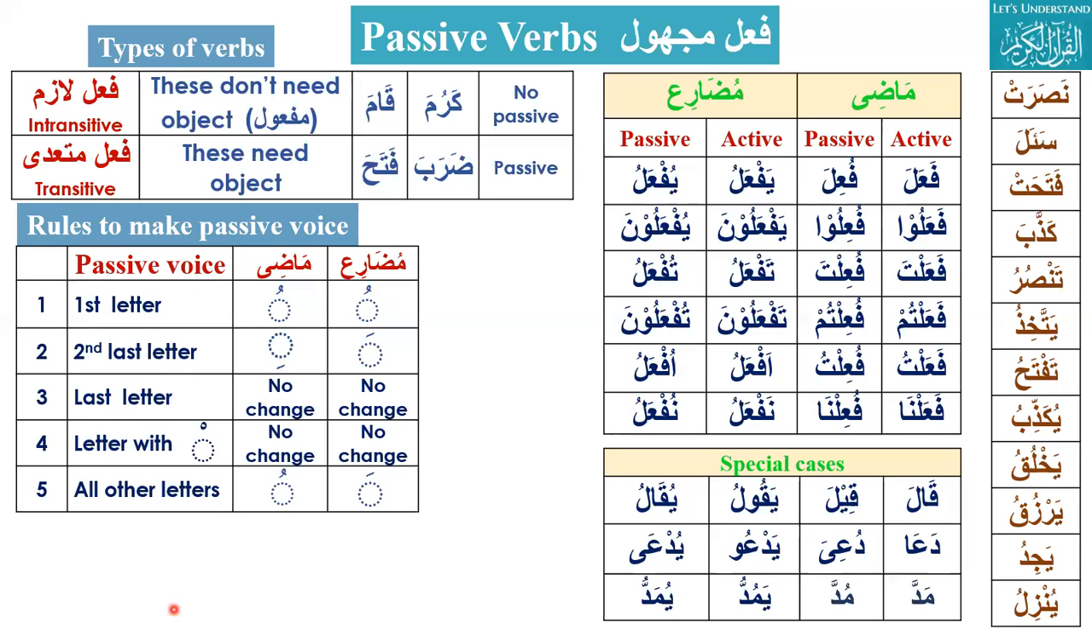Sa'ala, su'ila. Sa'ala means he asked. And su'ila, it was asked. Okay. Nasara, nusira. Nasara means he helped. And nusira? He was helped. Nasara, he helped. What about Nasarat? She was helped. He was helped.